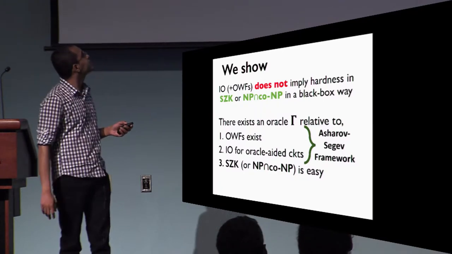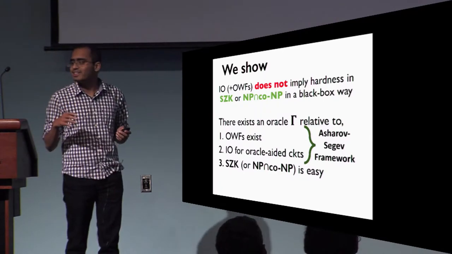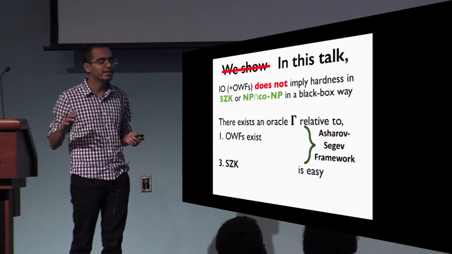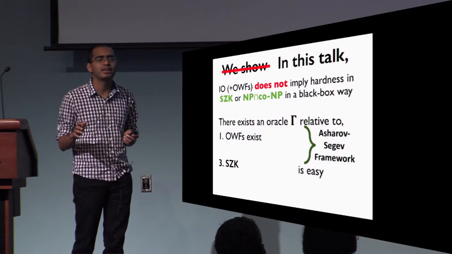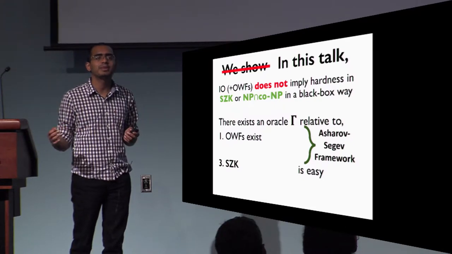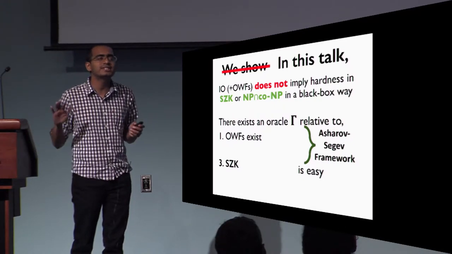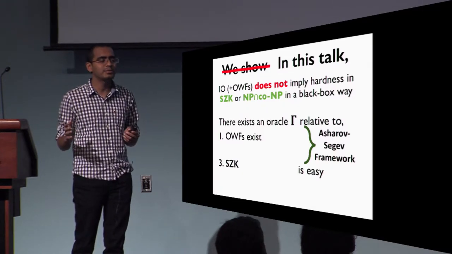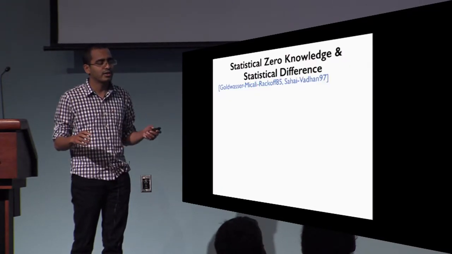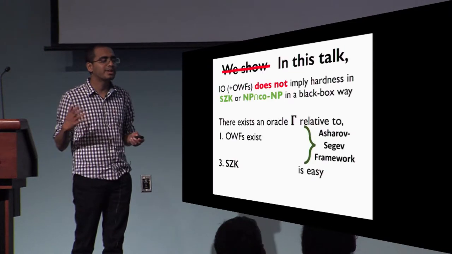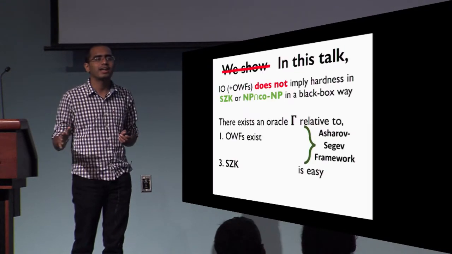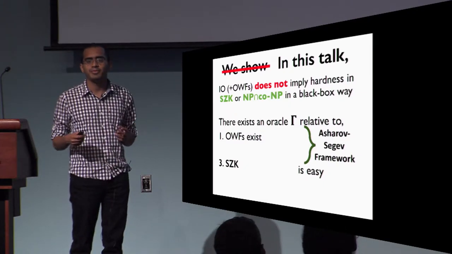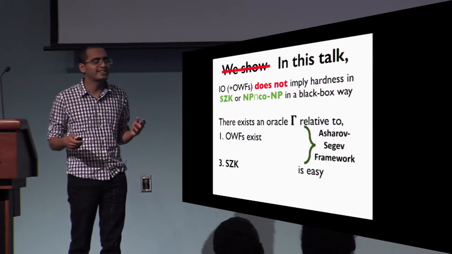Okay. So because of the lack of time, I would not be talking about the whole thing. So in this talk, we would show that one-way functions do not imply hard problems in SZK, even worst case hard problems in SZK in a black box way, which in particular means that we would show an oracle where one-way functions exist and yet SZK is easy.